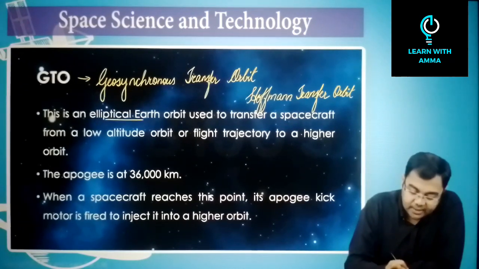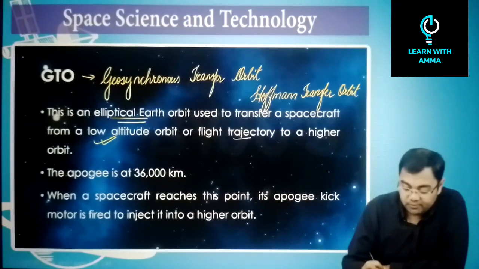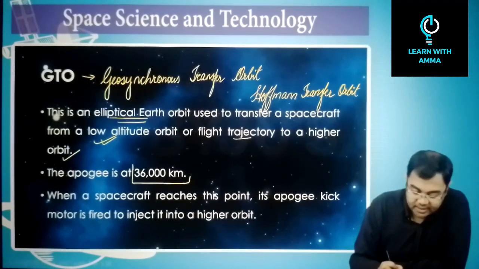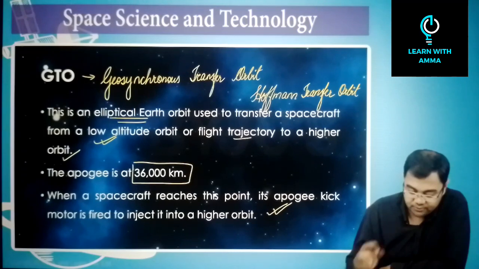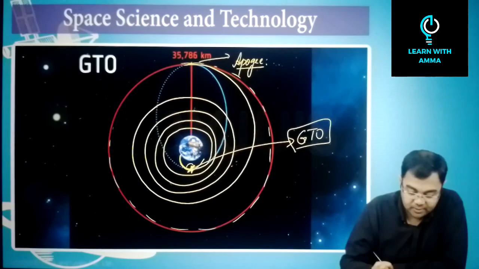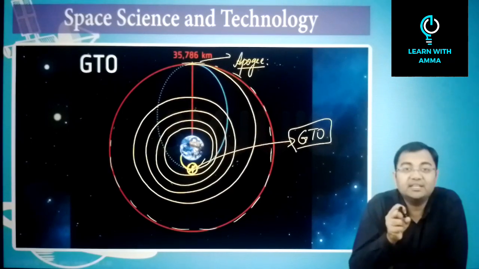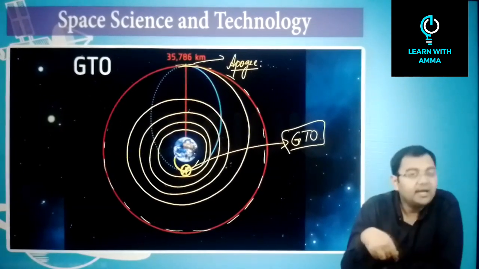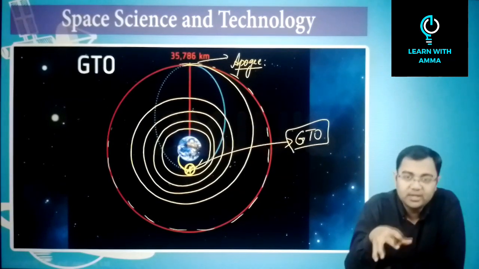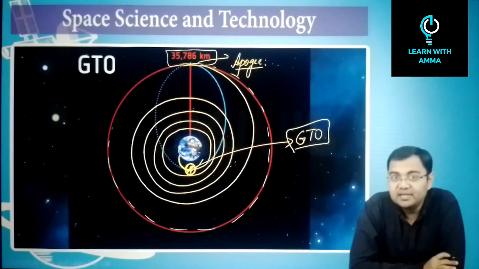So it is an elliptical Earth orbit used to transfer a spacecraft from a low altitude orbit or a flight trajectory to a higher orbit. Apogee is at approximately 36,000 kilometers, and when a spacecraft reaches this point, its apogee kick motor is fired to inject it into a higher orbit. So as soon as the satellite has been taken to this particular point, additional fuel will be kept, and this additional thrust will be provided at this point, and from there on the mechanism of GTO will take over, and ultimately you will see that it will reach the point that was desired. So this is a special kind of orbit which is called the geosynchronous transfer orbit.